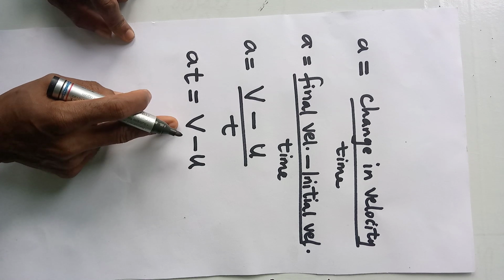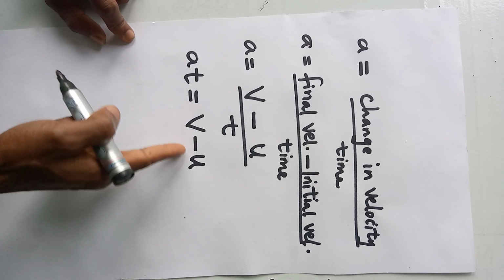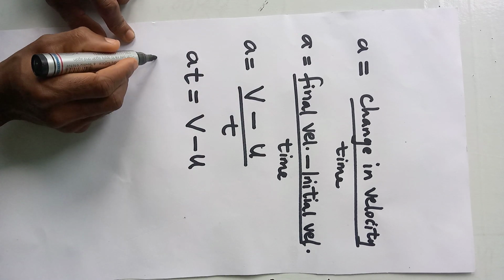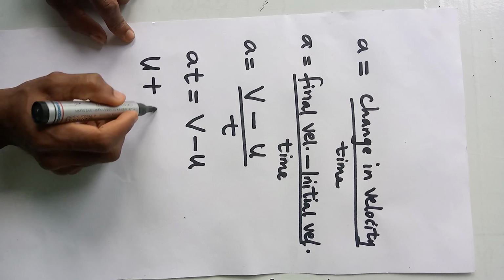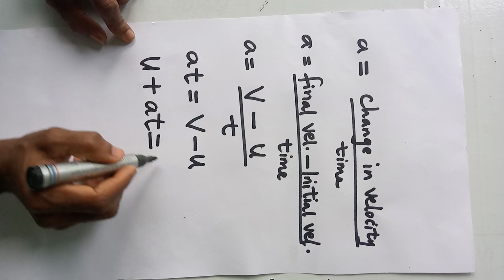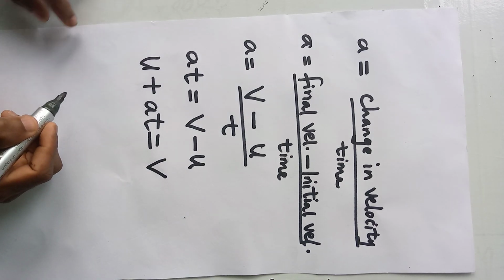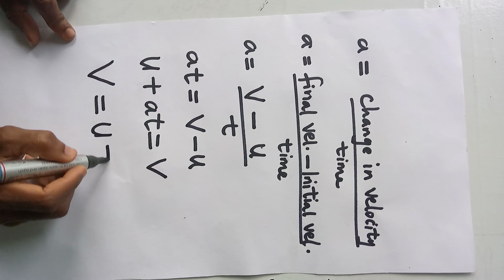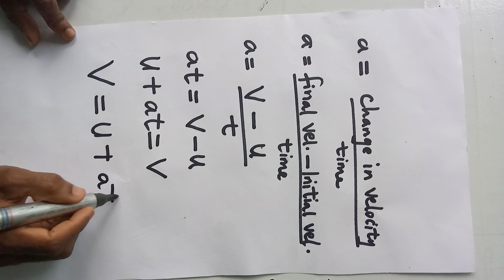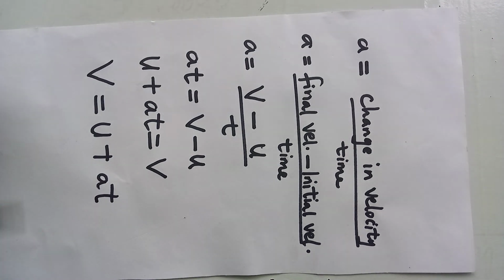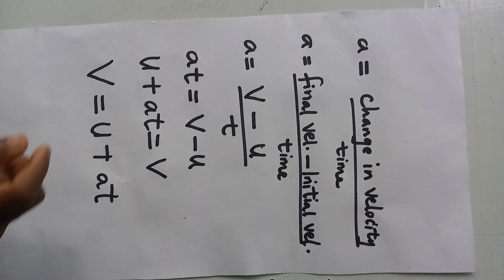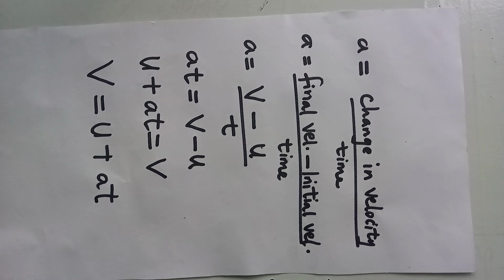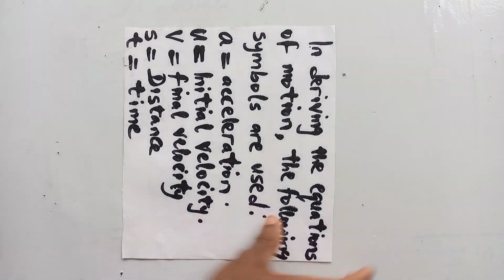So let's quickly make V the subject of formula. So let's take this to the other part. So we're going to have U plus AT is equal to V. So finally, V is equal to U plus AT. So this is the first equation of motion. So let's look at the second equation of motion quickly.